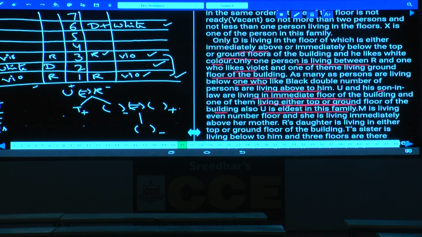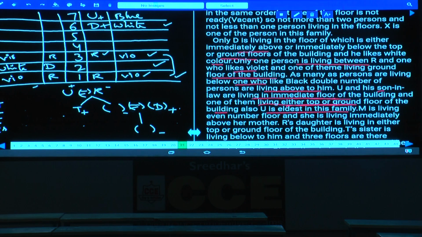As D is not living on the top floor, then who must be on the top floor here? U is on the top floor. If U is on the top floor, this person U is a male, and his son-in-law is D. Son-in-law is D means this D will be here, and this U, the eldest person in the family, likes which color? The eldest person in the family likes blue color, that is clearly given.